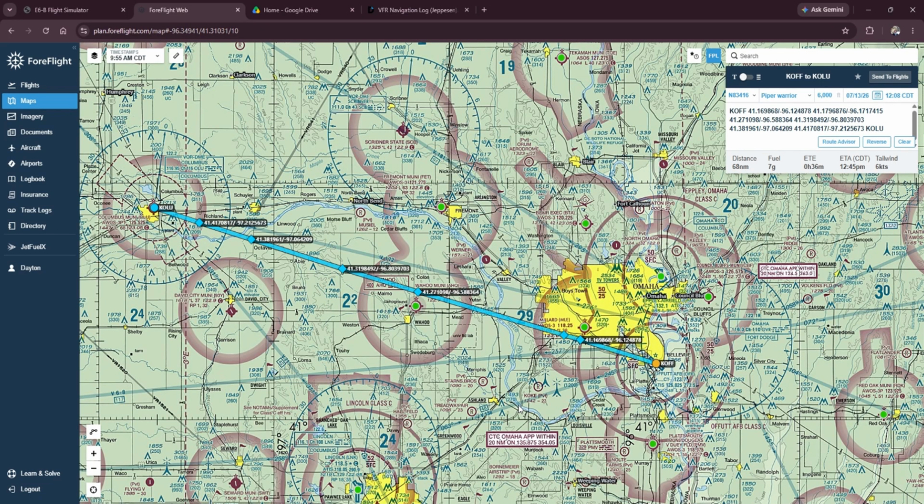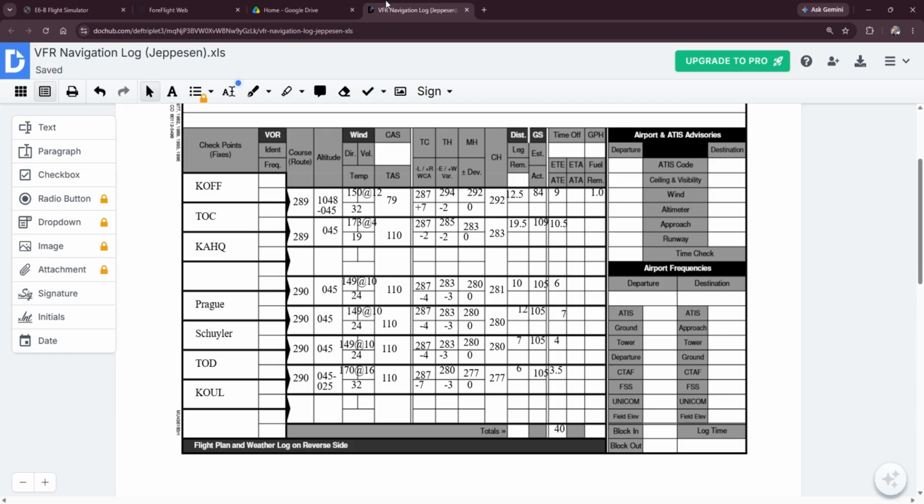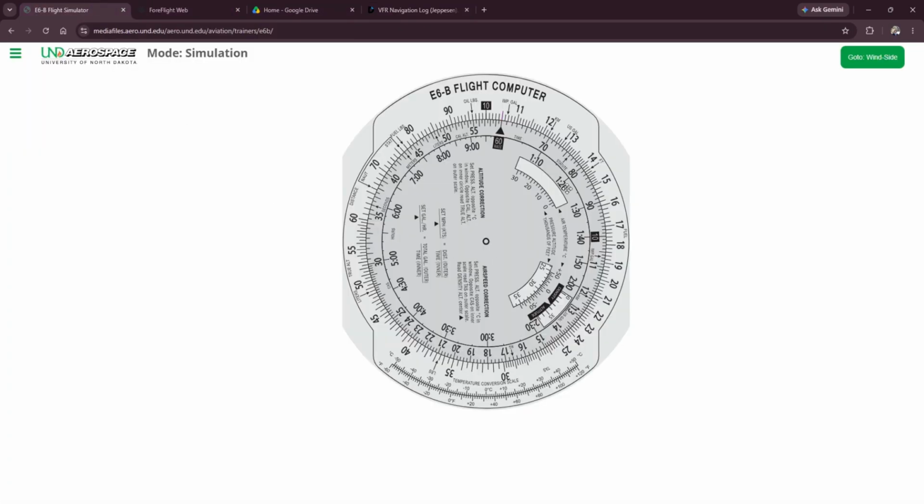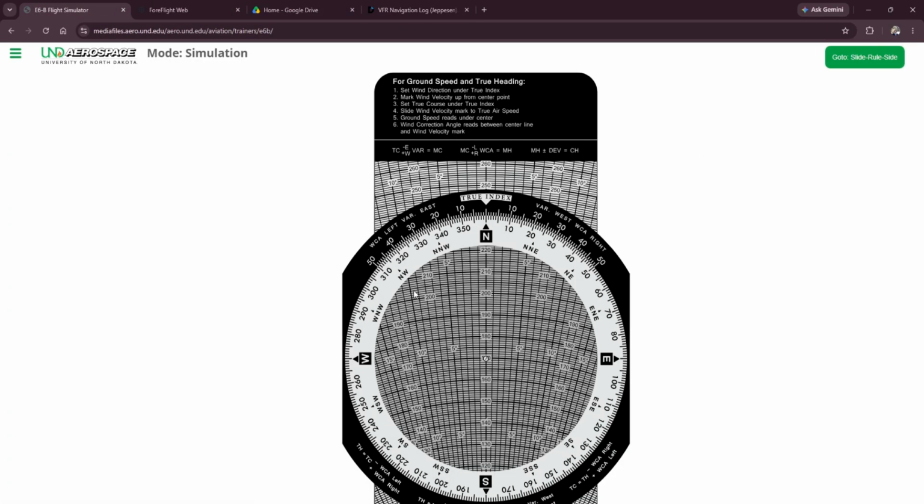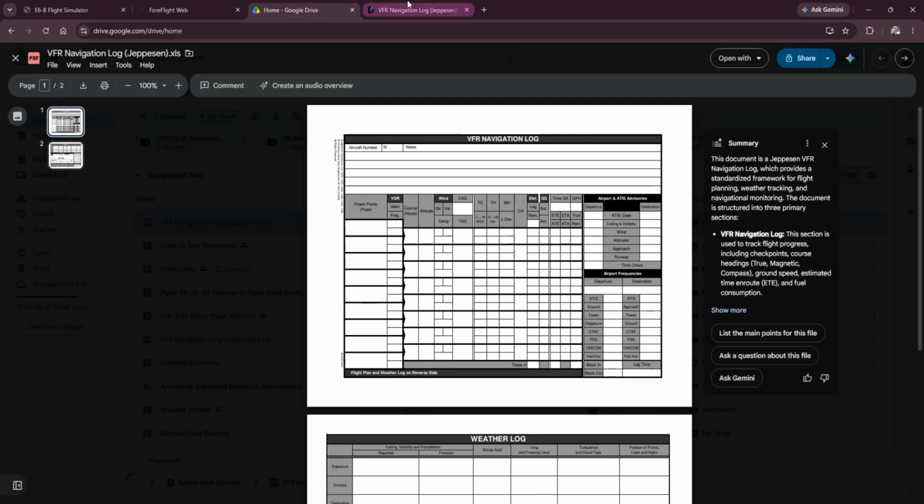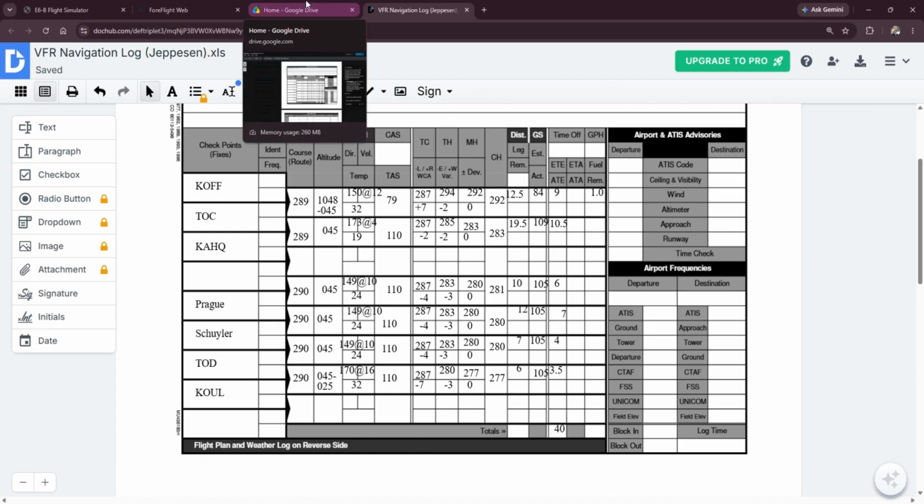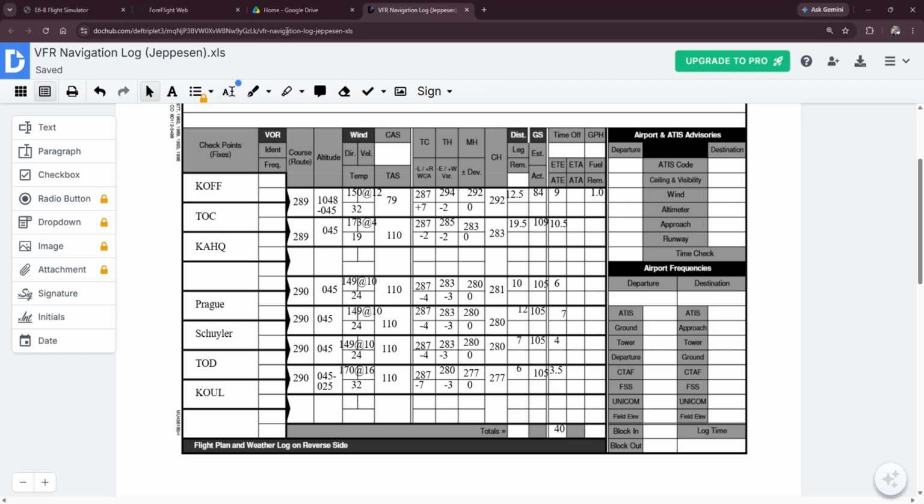So to start, we obviously have our route right here, and then we have our nav log and our E6B provided from the University of North Dakota, which is really nice. You guys can use that one if you'd like. Highly recommend getting your own personal E6B to help you out.